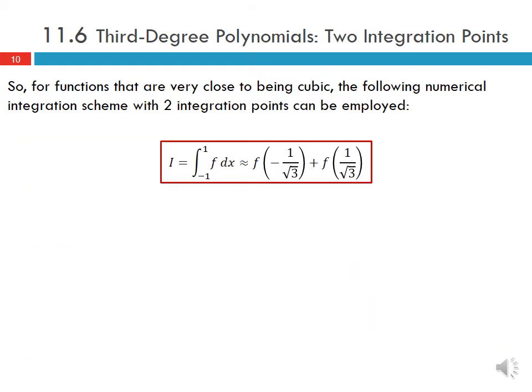So for functions that are very close to being cubic, the following numerical integration scheme with two integration points can be employed. So we can estimate our integral I as f at negative 1 over the square root of 3 plus f at 1 over the square root of 3. So this was, again, just comes from w1 f at x1 plus w2 f at x2.